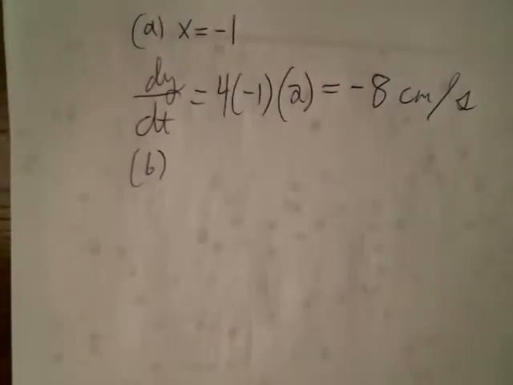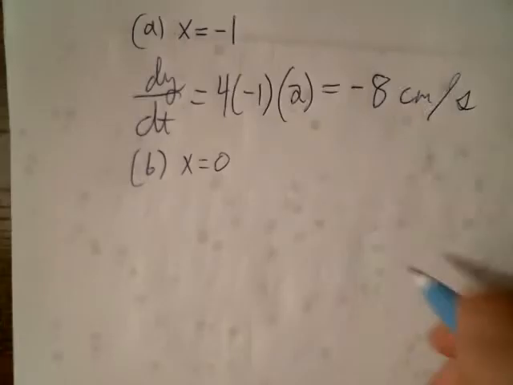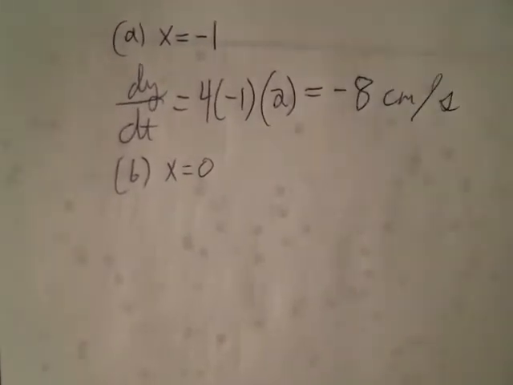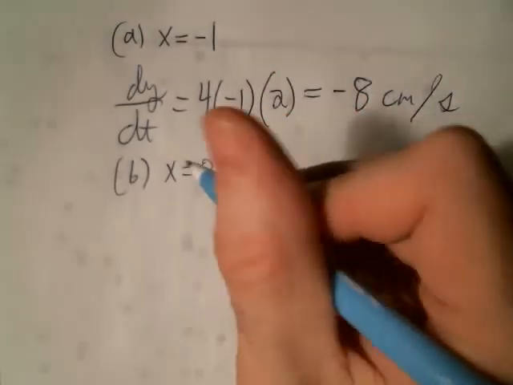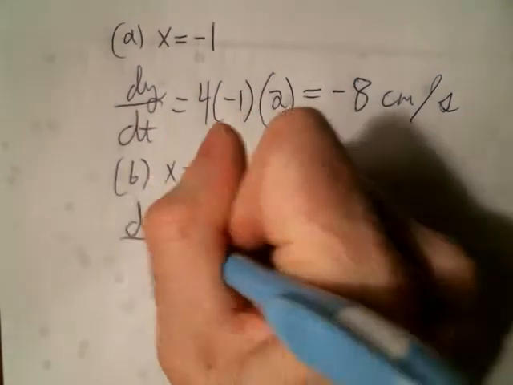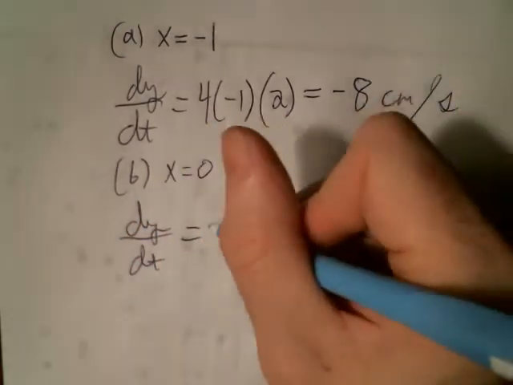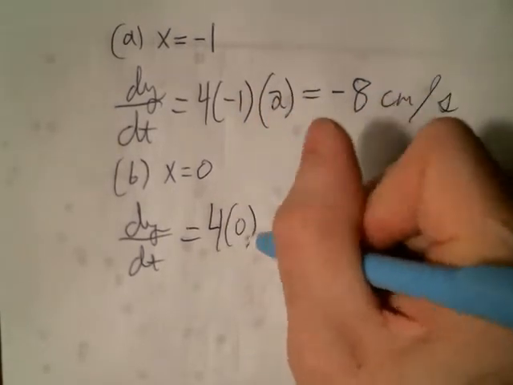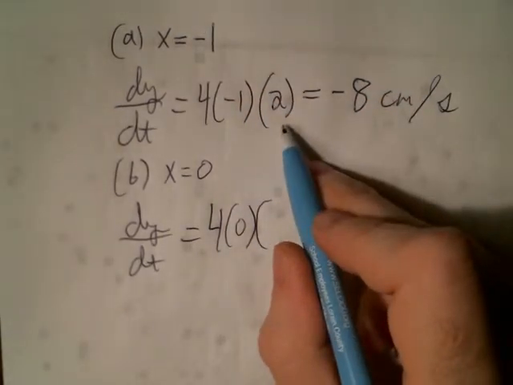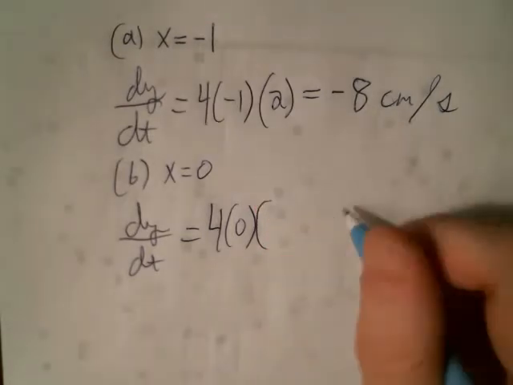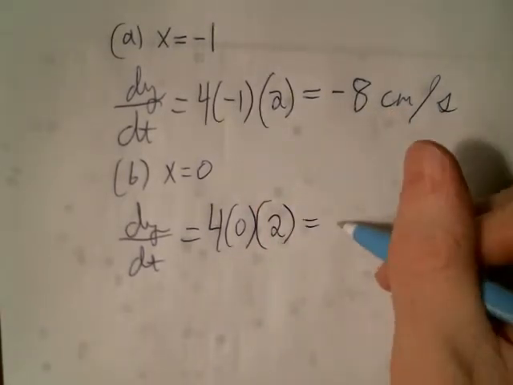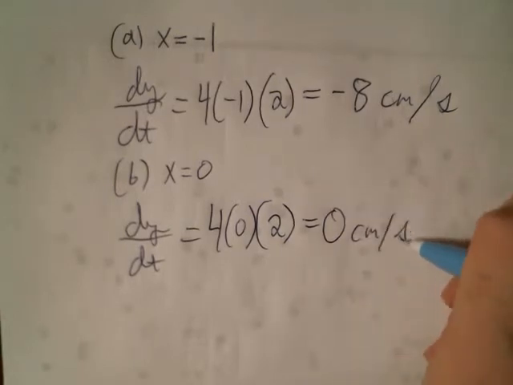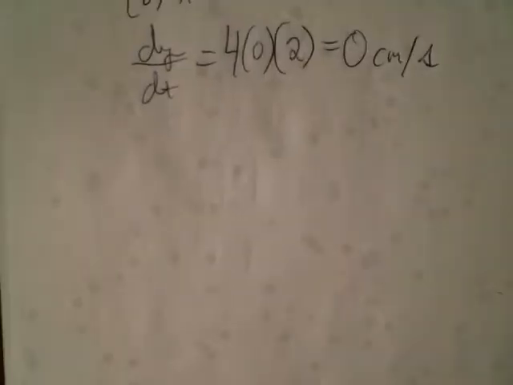Okay. Part B then, we want to know the rate of change of y with respect to t when x is 0. So dy over dt is 4 times 0 times 2 centimeters per second. All right, so multiplying that all together, you get 0 centimeters per second. And that's about the tall and the short of it. All right.